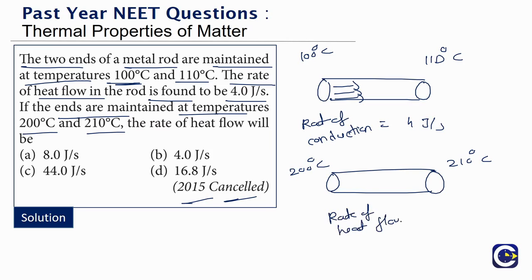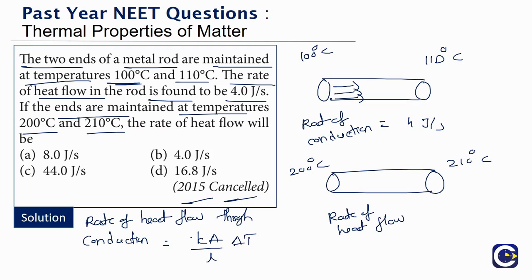Remember, whenever we have conduction, what is the rate of heat flow through conduction? It's a straight formula: KA by L into delta T. K is the thermal conductivity of the material of which the rod is made. A is the area of cross section. In both the cases, A is the same, by the way. L is the length. Same rod, so in both the cases that is also the same.